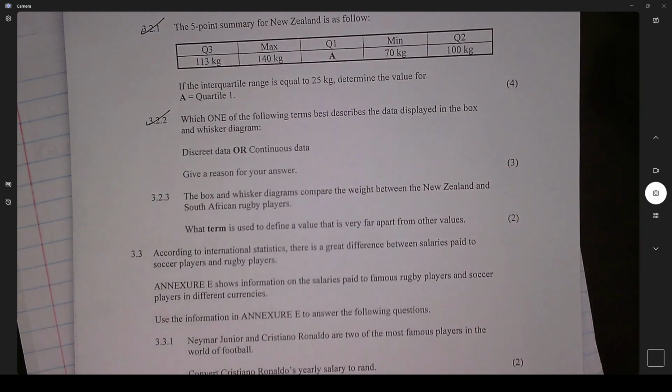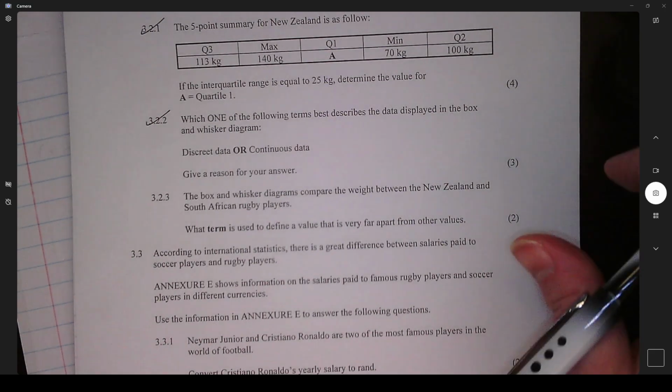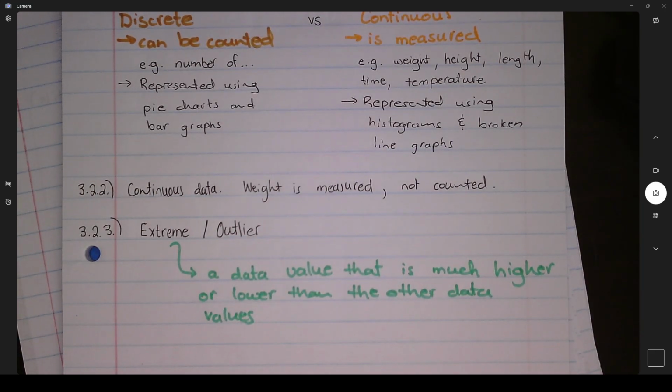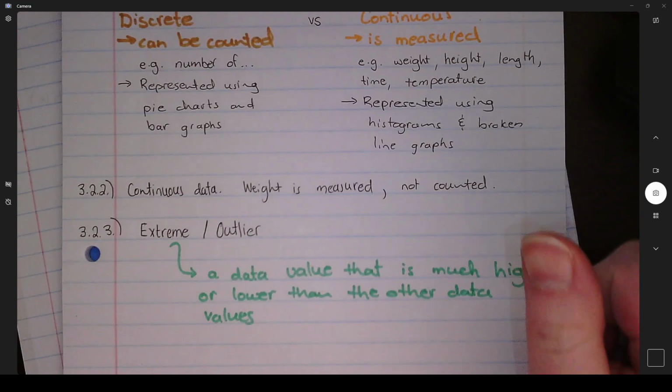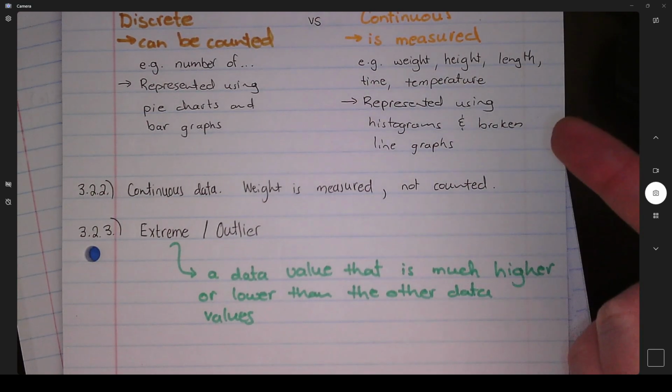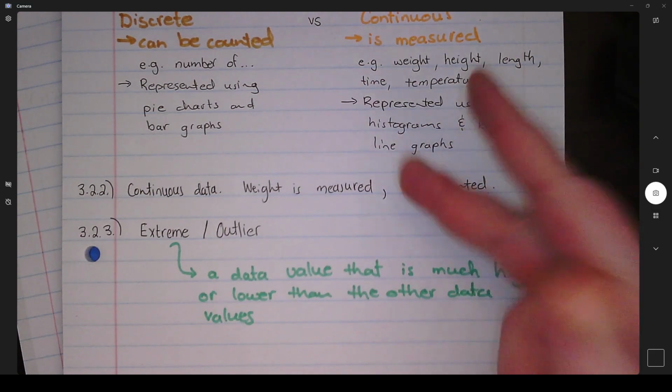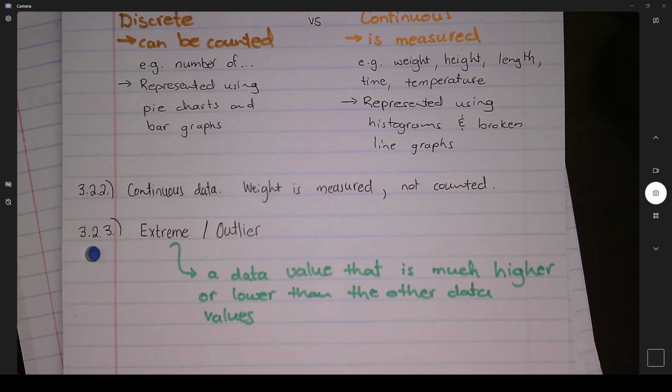Alright, the box and whisker diagrams compare the weight between the New Zealand and South African rugby players. What term is used to define a value that is very far apart from other values in the data set? That would be an extreme or an outlier. It is a term that you need to know. It is a term that is used within data handling. So we need to know what minimum, maximum are, obviously, mean, median, and mode, range, and extremes and outliers. Then we need to know what quartiles are, how to find them, and how to work out the interquartile range.